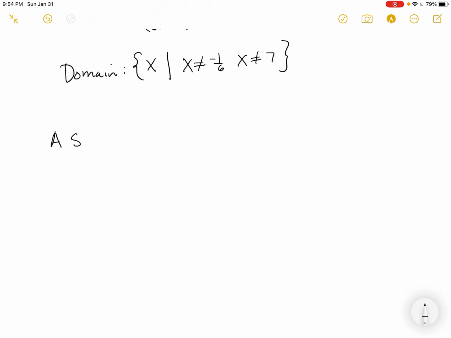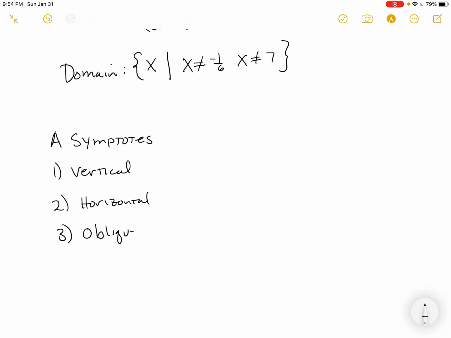So let me write out the word asymptotes. There are three kinds of asymptotes that we want to be aware of. One is vertical. The second one is horizontal. And the third is oblique. And they're going to ask you in this section to identify each one of those. I don't think this section has full-on graphing. That's going to be in the following sections. But we want you to be aware.